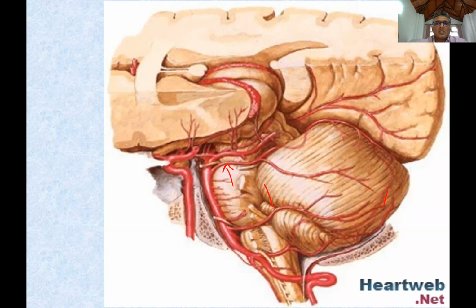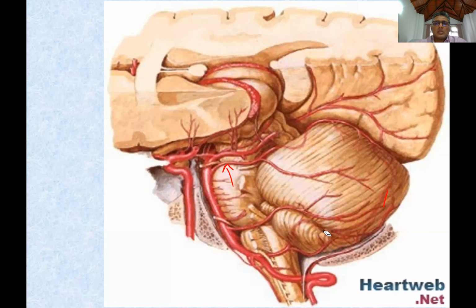Now these two arteries, why are they called anterior inferior and posterior inferior? Because both supply the inferior surface of the cerebellum. When you look at the origin of the artery, this is at an anterior position than this one. This is at a posterior position. This is at an anterior position. Anterior inferior and posterior inferior.